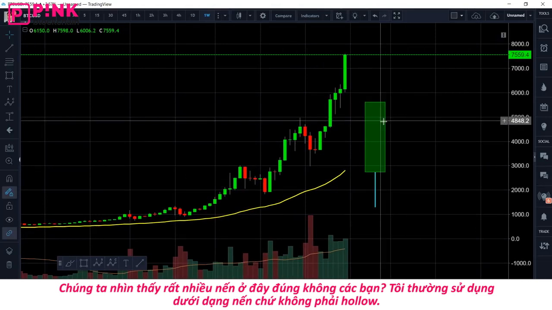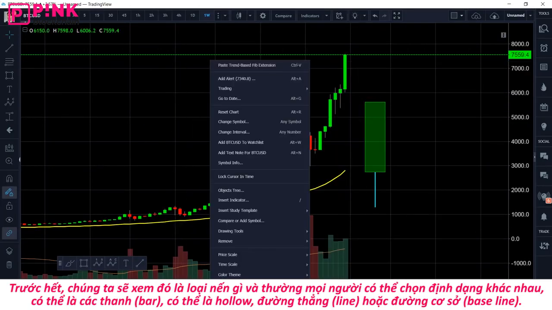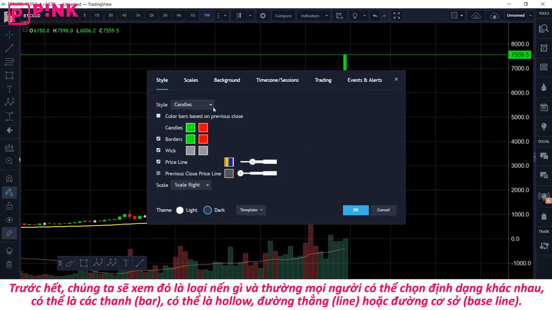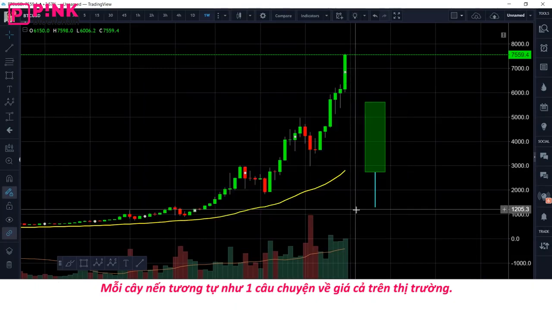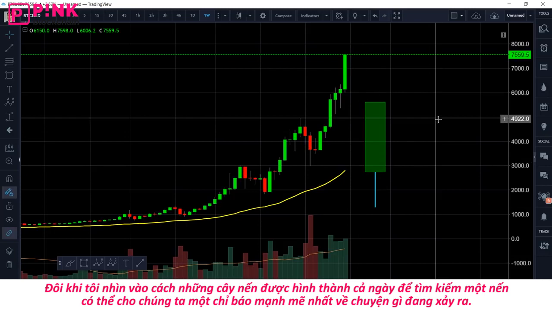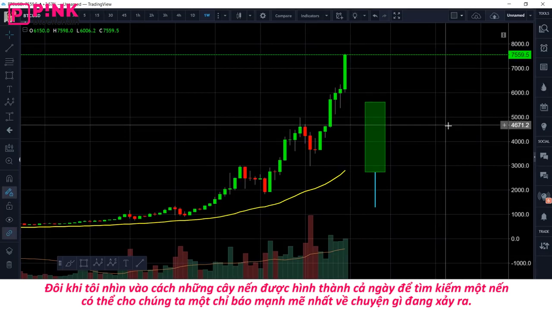First of all, let's go over here to see what kind of candles people can choose. You can choose bars, hollows, lines, baselines. Choose candles, guys. They're basically like a story that they tell. Sometimes I just look at candle formations all day to look for that one right candle that can give us a really strong indication of what is happening.